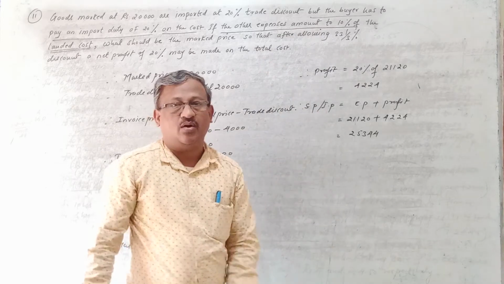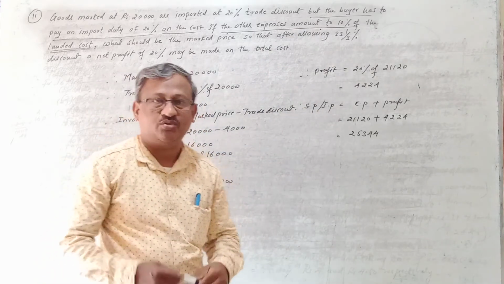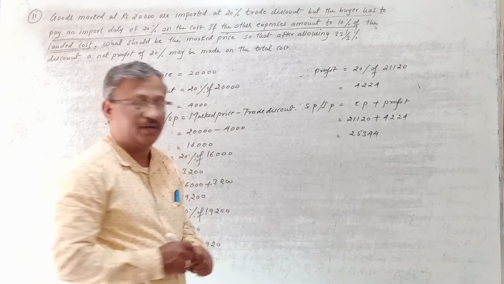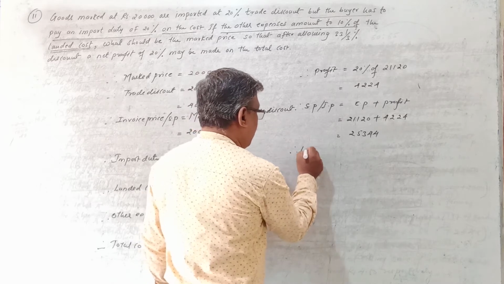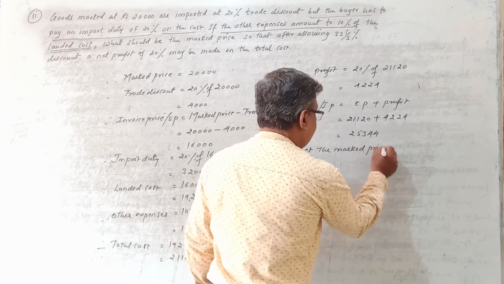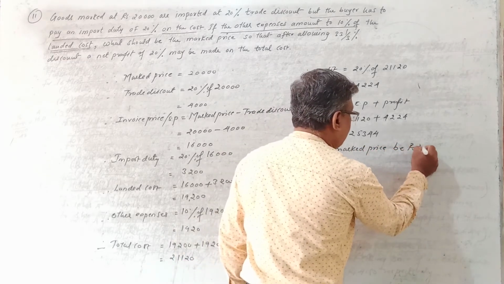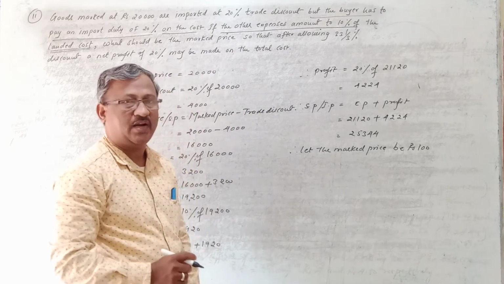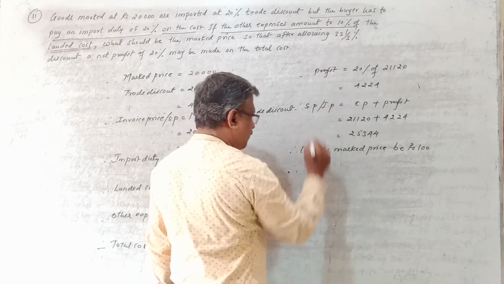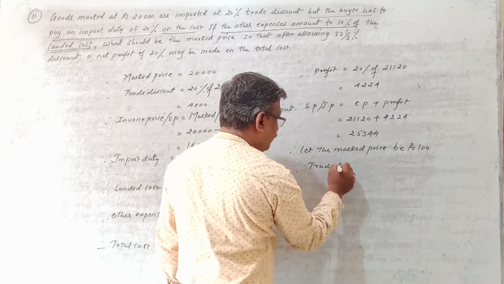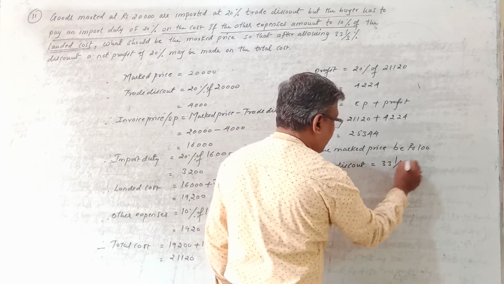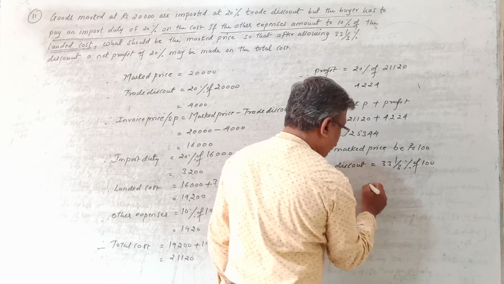So now we have to find out what is his mark price. At what price he has marked his goods for sale is not known. So what I will do is assume his mark price as rupees 100. Let the marked price be rupees 100. Suppose the importer has marked his goods for sale at 100 rupees. Now on this 100 rupees, how much discount is he giving? 33 and 1/3%. So calculate the trade discount. Trade discount is equal to 33 and 1/3% on 100 rupees.